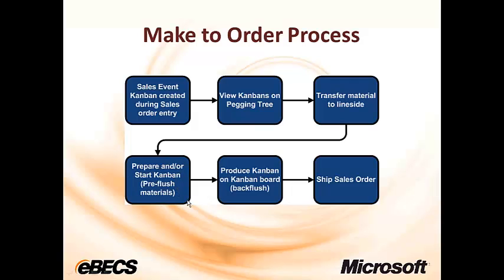We then prepared the Kanban, which basically gave us the ability to make it show up on a filtered view of the Kanban board. We produced the Kanban, which basically consumed any components and put it in inventory, and then we're able to ship the sales order, which we didn't do today, but we would be able to ship the sales order at this point.